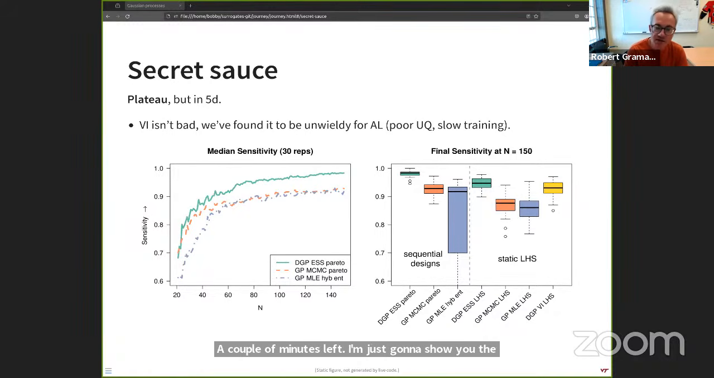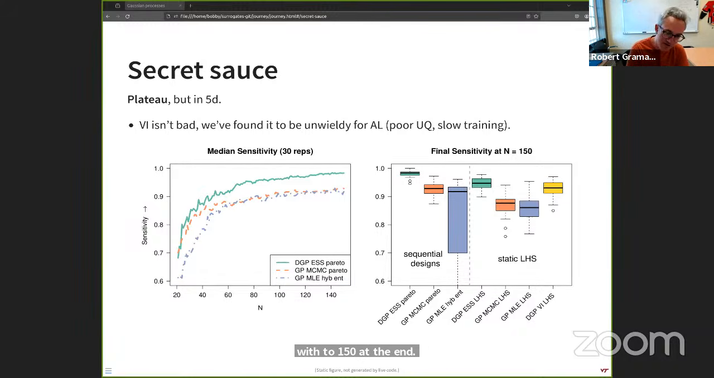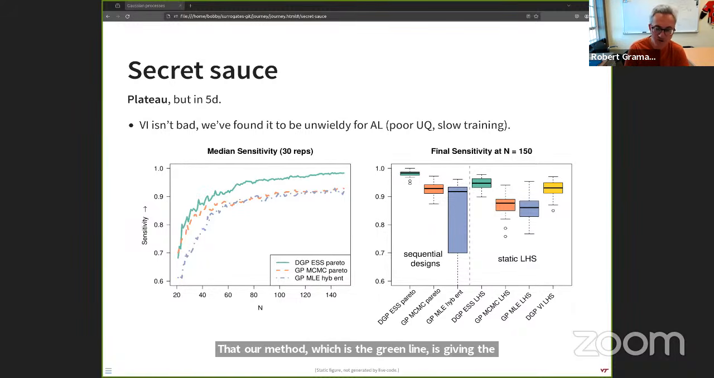And you can see that as we increase our training budget size from 20 to start out with to 150 at the end, our method, which is the green line, is giving the best sensitivity results with the smallest budget that's being made available to it. We made a comparison to other methods who were also doing active learning, but we were able to be more efficient than those, and we compared to static training data sizes, and we were able to compare favorably to those. This is on that plateau function I just showed you, but in 5 dimensions.